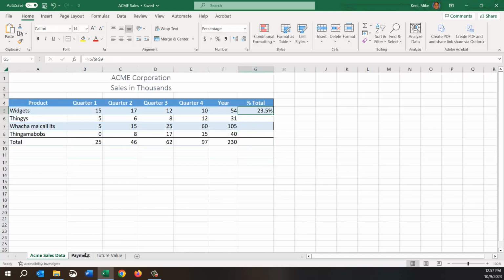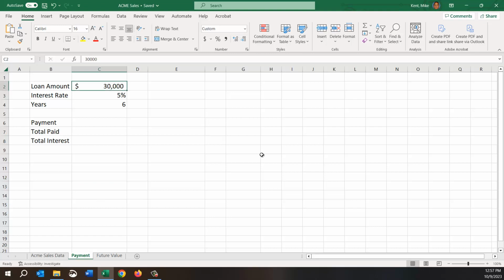And let me get out of here. There we are. I'm going to buy a car for $30,000 at 5% interest for 6 years. I want to know what the payment is. Well, that's a financial function, and that formula for calculating the payment on a car is a well-known formula, and it is built into Excel.